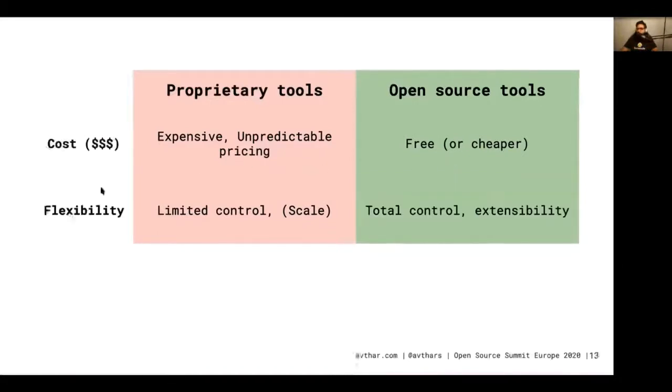Contrast this to open source software, where one of the benefits of open source software is that you have total control and extensibility, where you can fork and modify the code as well.